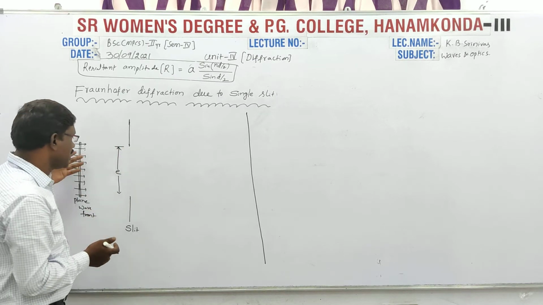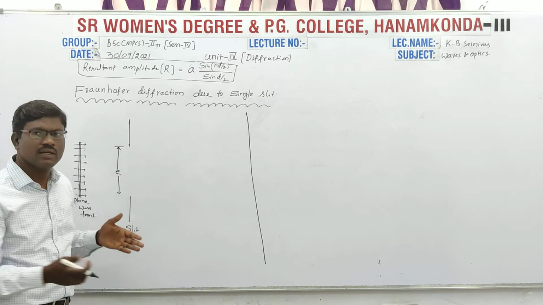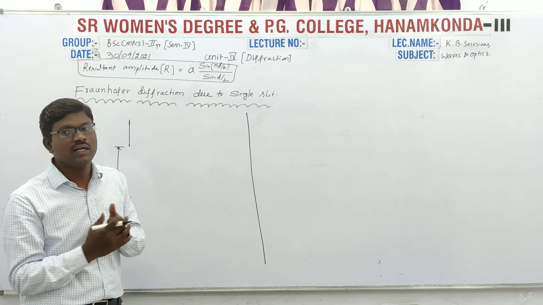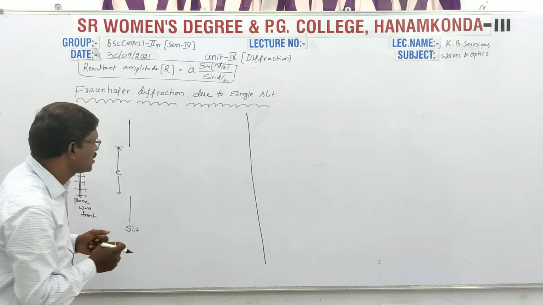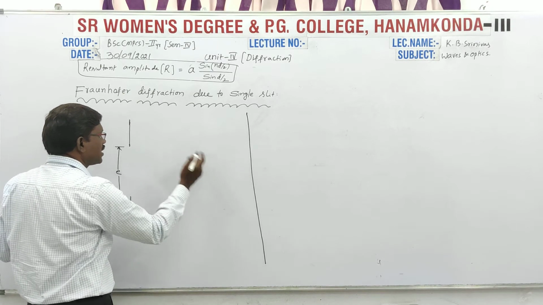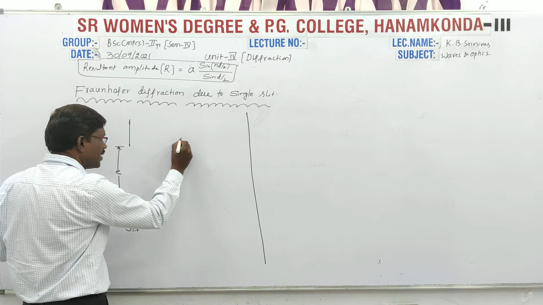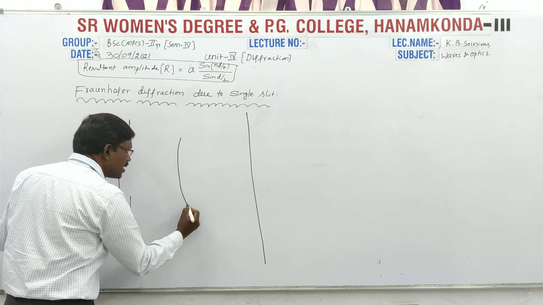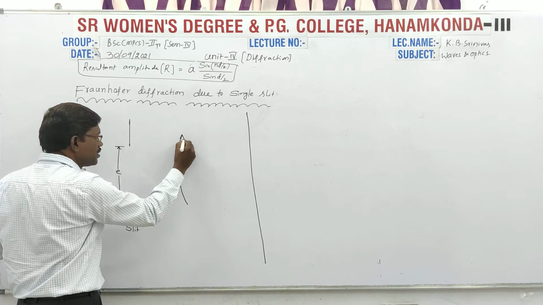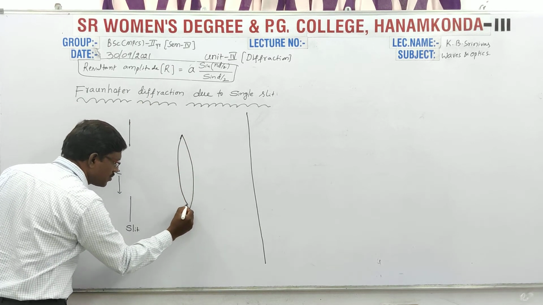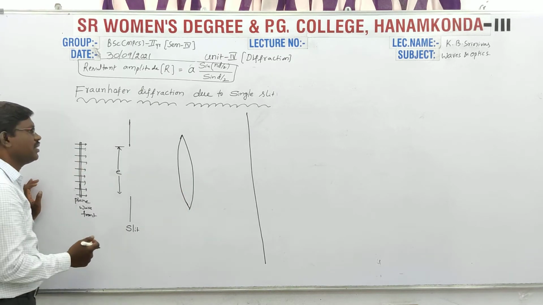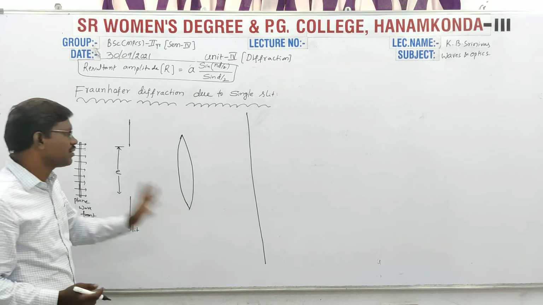Definitely when incident rays are incident on a slit, the rays will deviate from their original direction. That phenomenon is known as diffraction. To focus the diffraction pattern on the screen, we have to place a convex lens here. In the previous lecture I explained that during Fraunhofer diffraction we have to use lenses. This is Fraunhofer diffraction due to a single slit, that is why we have to use one convex lens.